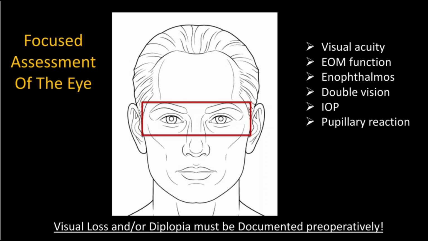Now it is very important that visual loss and diplopia must be documented preoperatively, because operating on a single good eye is extremely risky, and in case there are any problems, we'll end up in a soup.